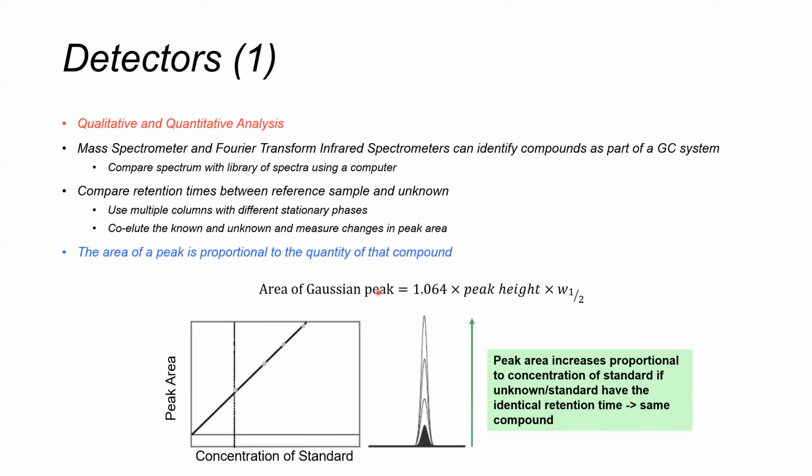The area of the Gaussian peak is equal to 1.064 times the peak height times the width at half maximum. If we have a series of standards, we can create a calibration curve. Peak area increases proportional to concentration of standard if the unknown and standard have identical retention times. This is the same compound.